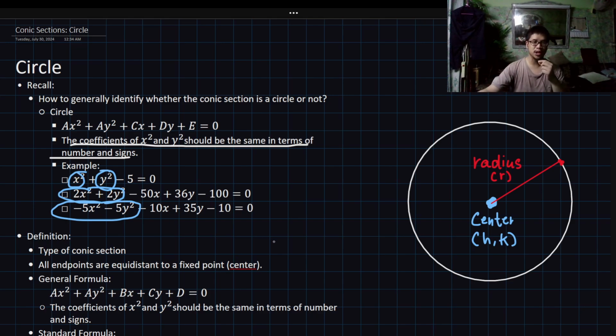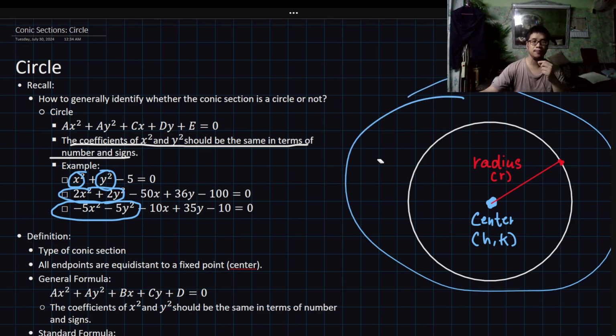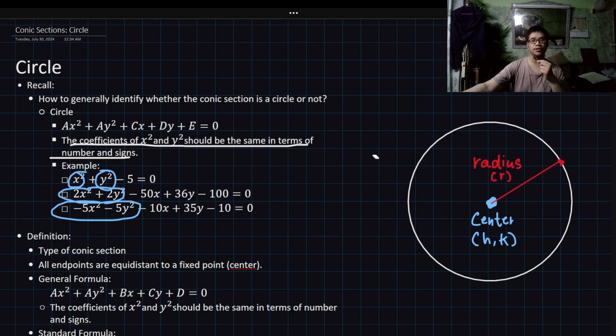Let's have an introduction. What the circle looks like. It looks like this, right? You see this drawing right here? That's a circle already. The circle has two main parts. You see the blue dot? That's the center.